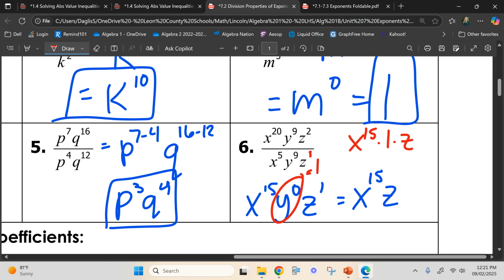We're not going to write that. That's technically what it's doing. Leave it alone. Leave it like this.